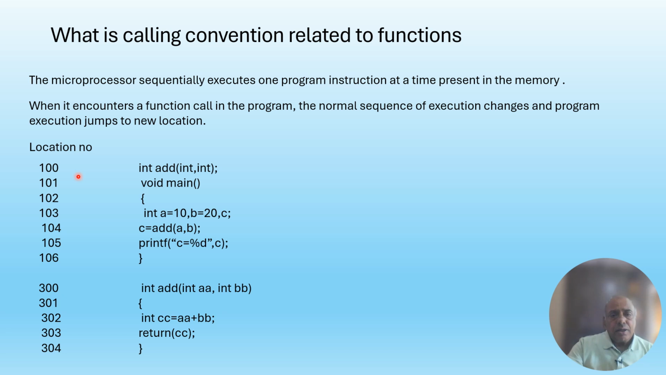So we can assume that this first instruction is stored in 100, and subsequent instructions are stored for the main from 100 to 106. So when the program reaches the stage of function call, c is equal to add a comma b, this function call will cause the program execution to jump from 104 to the memory location 300, because that has been the assumed location which the compiler has allotted for storing the function definitions.